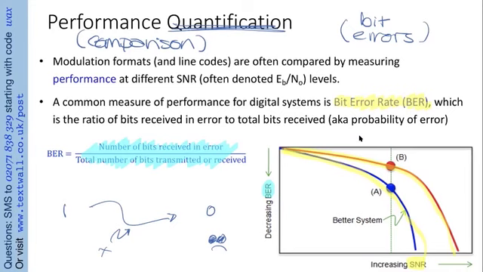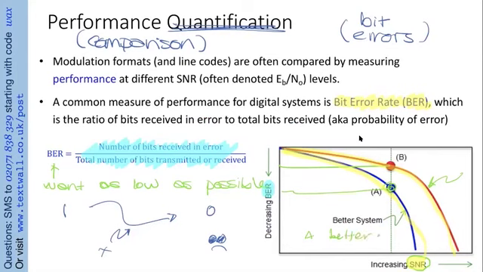So you would want the bit error rate to be as low as possible. So we want this to be as low as possible. So if you want to compare these two communication systems, for the same signal-to-noise ratio, A has a lower bit error rate than B. So A is better, because for the same signal-to-noise ratio, you get fewer errors. The number of bits received in error is fewer.